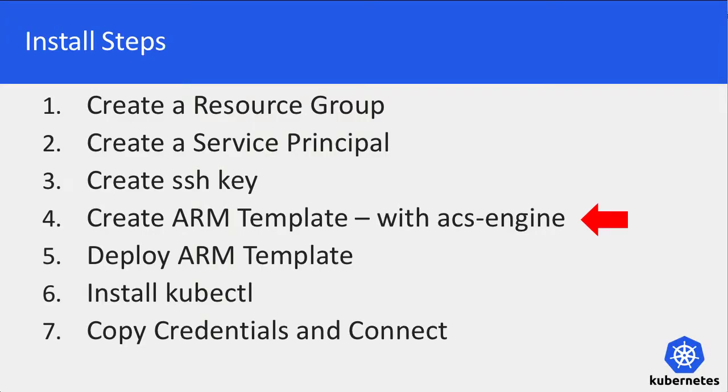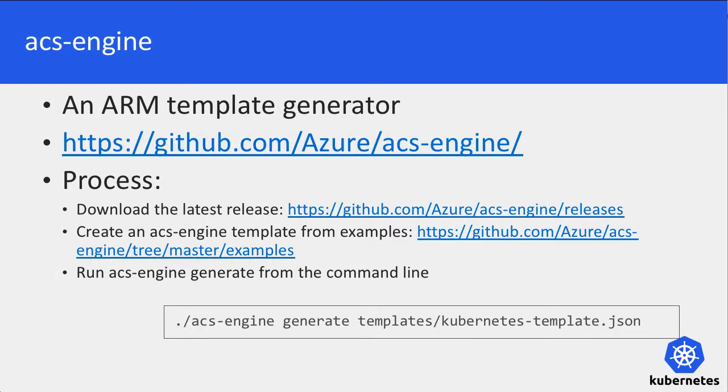The next step is a little bit more involved. It's to create the ARM template with acs-engine. So an ARM template is just some JSON that we're going to use to basically describe all of the topology of the application that we want to install into Azure. We're going to use a tool called acs-engine to generate that. acs-engine is an ARM template generator written by the engineers at Microsoft, and it's open source. You can find it on github.com/Azure/acs-engine.